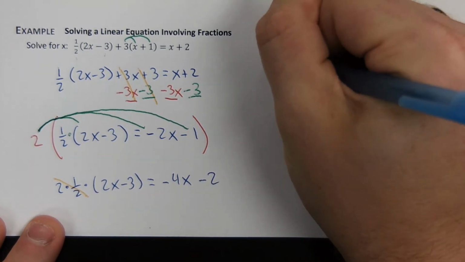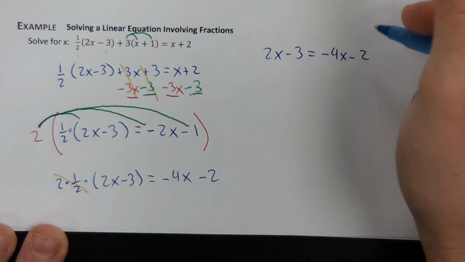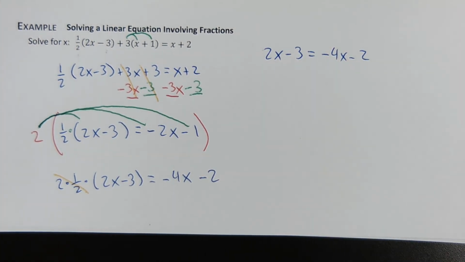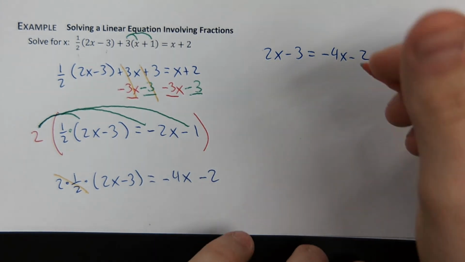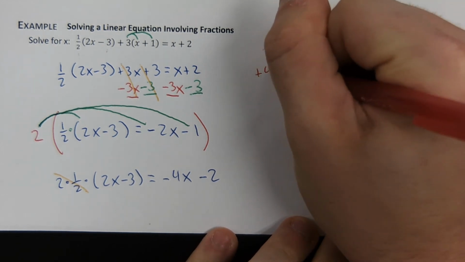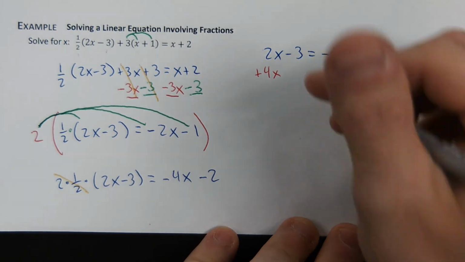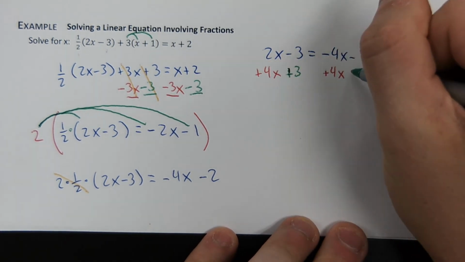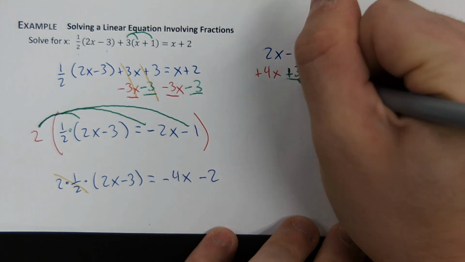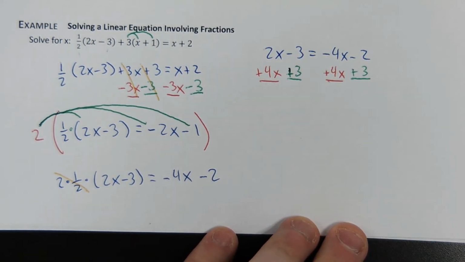So here I have 2x minus 3 equals negative 4x minus 2. And I am going to need to move all of my x's to one side and all of my non-x's to the other again. I like my x's to not have negative numbers in front of them, so I'll scoot them to the left, which means all of my non-x's are going to go to the right. I keep forgetting to put that red equal sign.